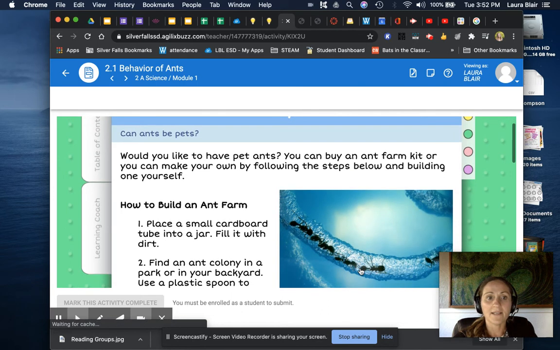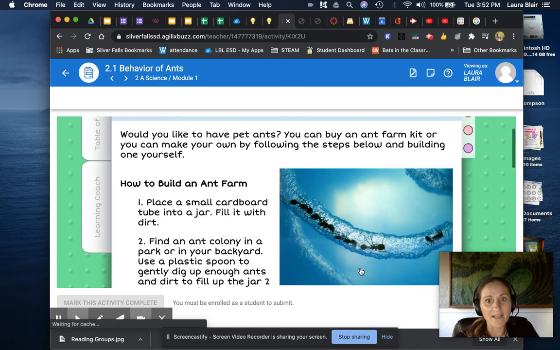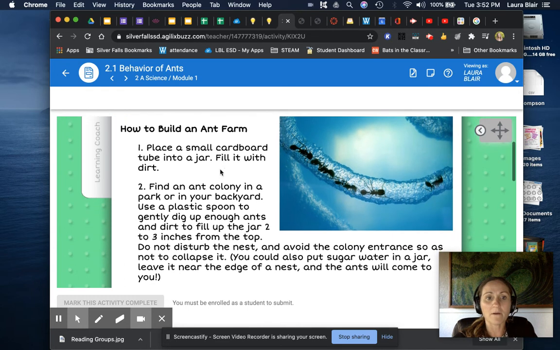All right, can ants be pets? Would you like to have ants as pets? I wouldn't. I have enough in my house. You can buy an ant farm kit or you can make your own by following these steps below and building one yourself. How to build an ant farm.